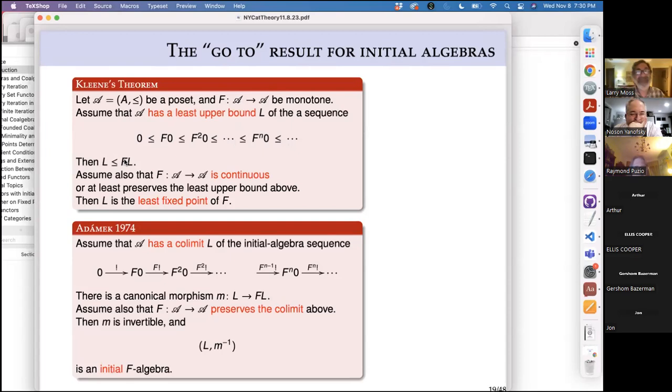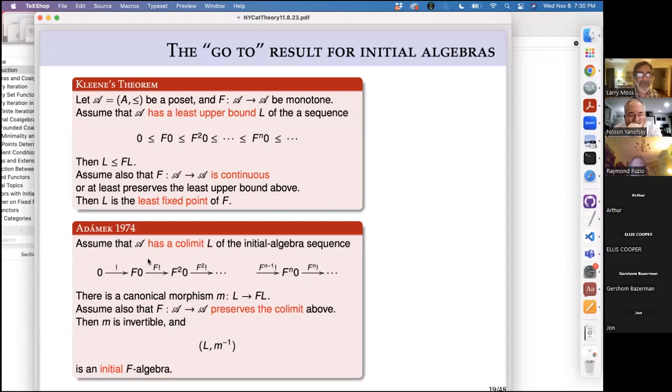And if F is continuous, that means if it preserves least upper bounds of chains, like this one, then L is actually the least fixed point. So Kleene's theorem is, how do you get your hands on the least fixed point of a monotone function on a poset that has least upper bounds?